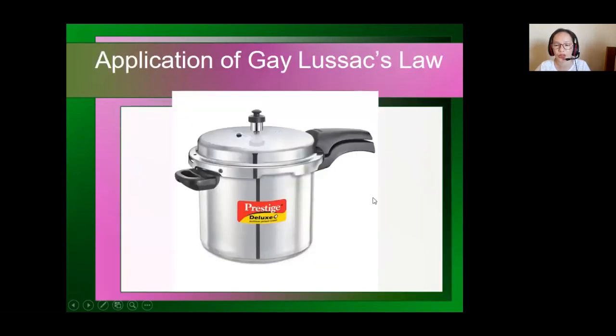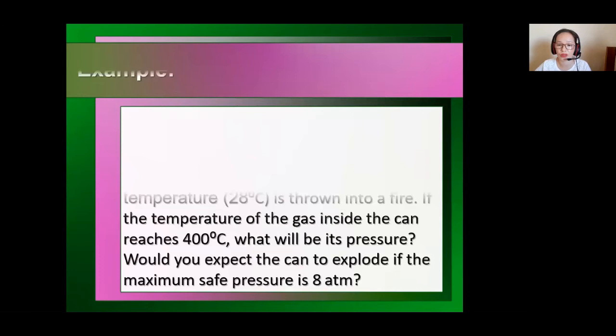We can observe Gay-Lussac's law when we make use of a pressure cooker in cooking. We understand that in a pressure cooker, the main reason why food is cooked in a shorter period of time is because the steam or the gas is trapped and the pressure is built up when you increase the temperature. So the pressure cooker is an application of Gay-Lussac's law.